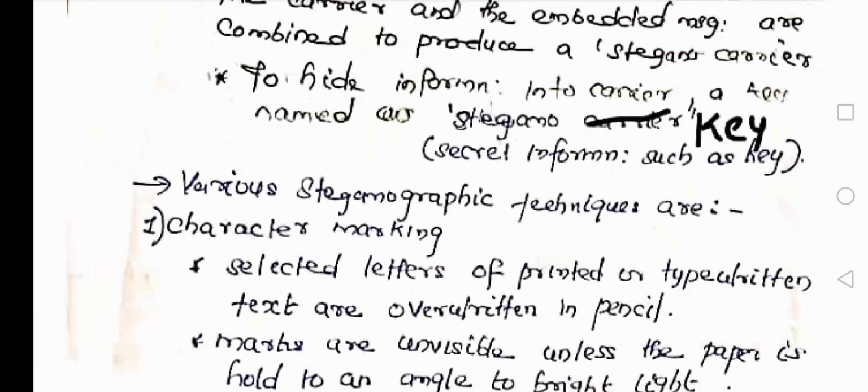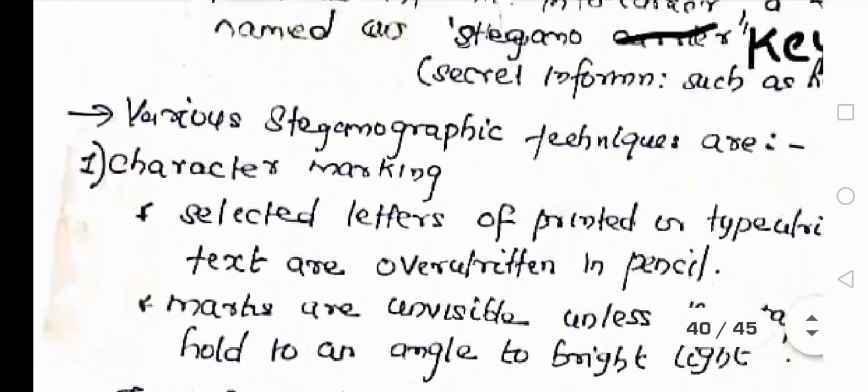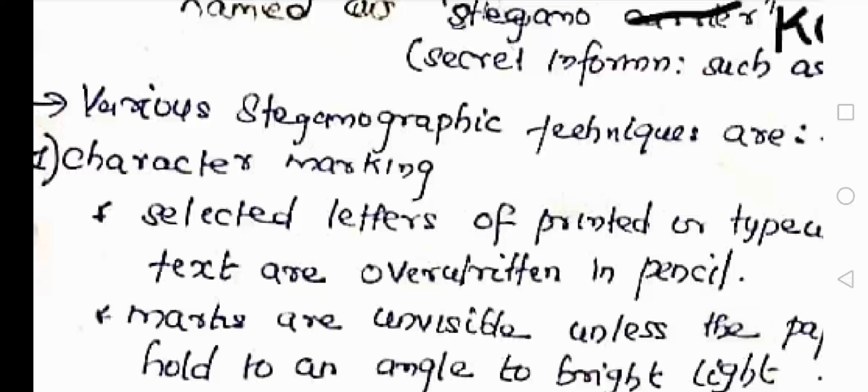Simply, you need to be aware of what is actually happening in each and every technique. Character marking means whatever letters are there in your original message, simply with the help of a pencil, we will be making a slight mark above each and every letter of the plain text message.